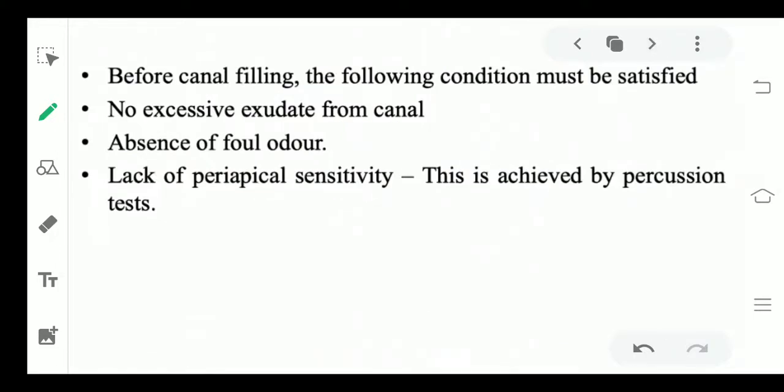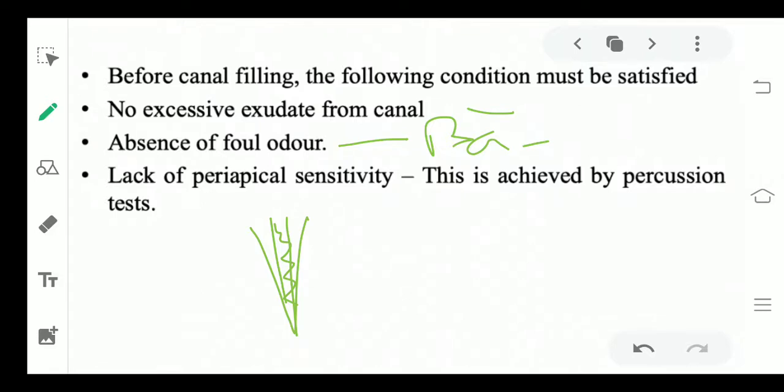Now before the canal filling, it is very important to check certain points, okay? Before filling this canal, there are certain points to be checked. The first thing, there should be no exudate in the canal. Second thing, there should be no foul odor. If there is any foul odor, it means that the canal still has some kind of bacteria or exudate, so you have to check that.